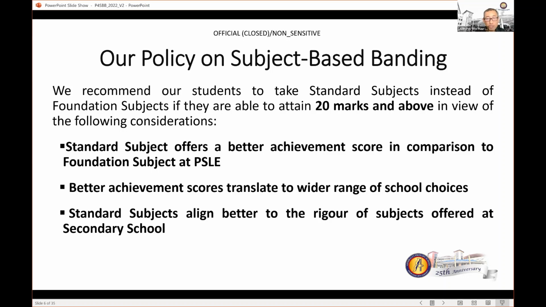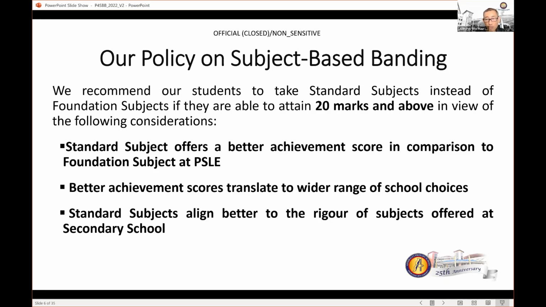For those parents out there, if you have older children that have gone through our system, you will know this very well. So in our school in Admiralty, the line that we draw is actually a very generous one. You do not have to worry about your child being accidentally streamed to foundation, if that's what you are concerned about, because our school policy is that we try to keep them in standard subjects as far as possible.